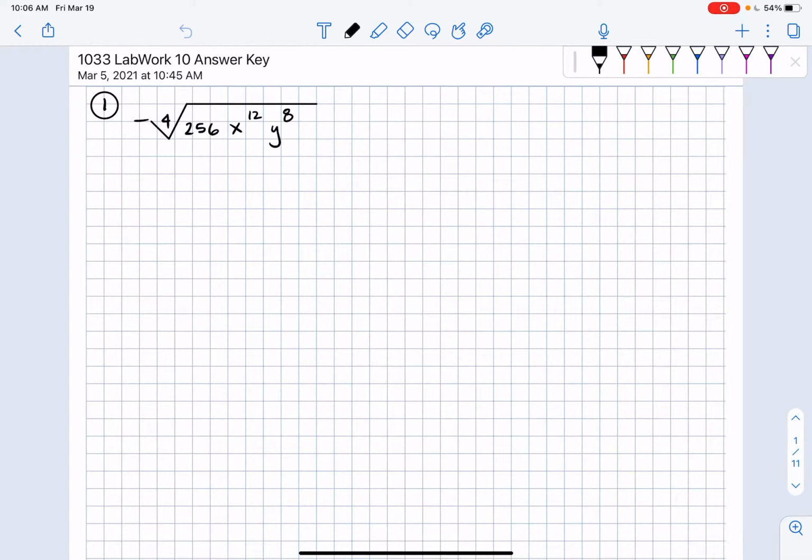Let's start with the answer key for LabWork 10. This is where we're going to be talking about radicals. You're going to be seeing something for the first time in here, which is called the wedge. That wedge tells you that I want 4 of a kind, or groups of 4.